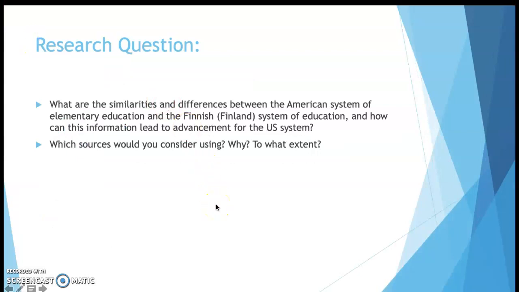So let's just say I have the research question of what are the similarities and differences between the American system of elementary education and the Finnish or Finland system of education, and how can this information lead to the advancement of the US system? So let's say that's what I'm exploring. I'm going to be a teacher. Maybe that's my major is education. So this is what I would like to research this semester and dig in and find the answer to.